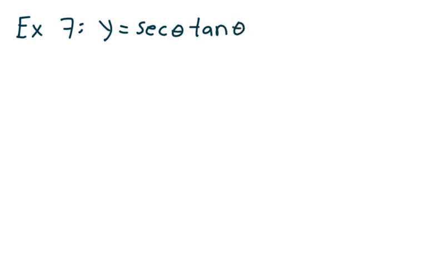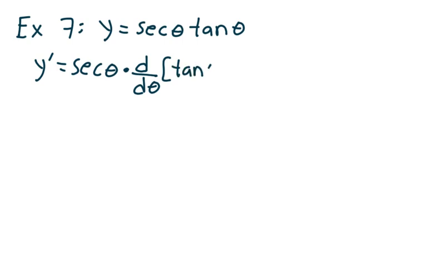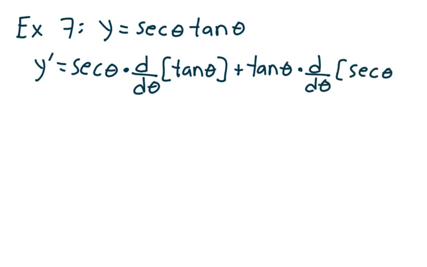Let's take a look at example 7. Suppose I give you y equals secant theta tangent theta, and I want y prime. Again, product rule. So I'm going to write down secant theta and multiply by the derivative of tangent theta with respect to theta, plus tangent theta times the derivative of secant theta with respect to theta.